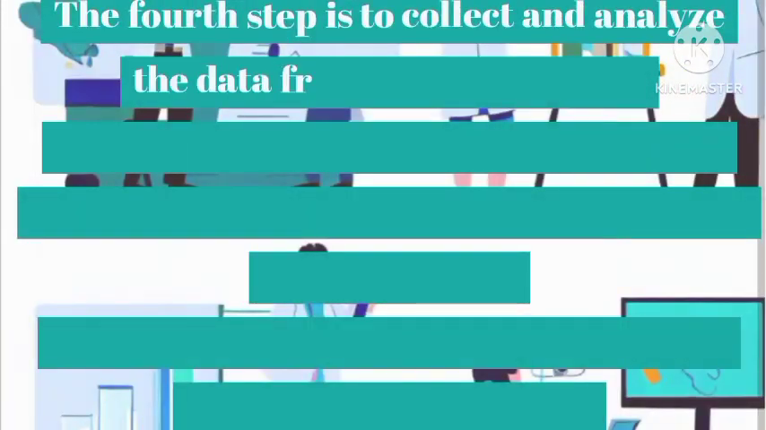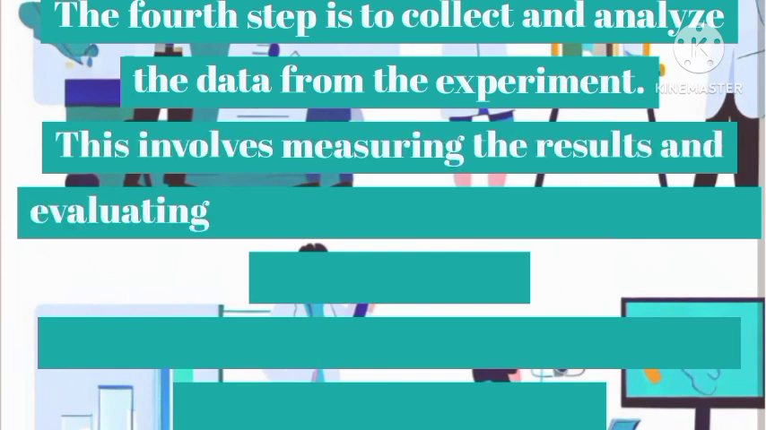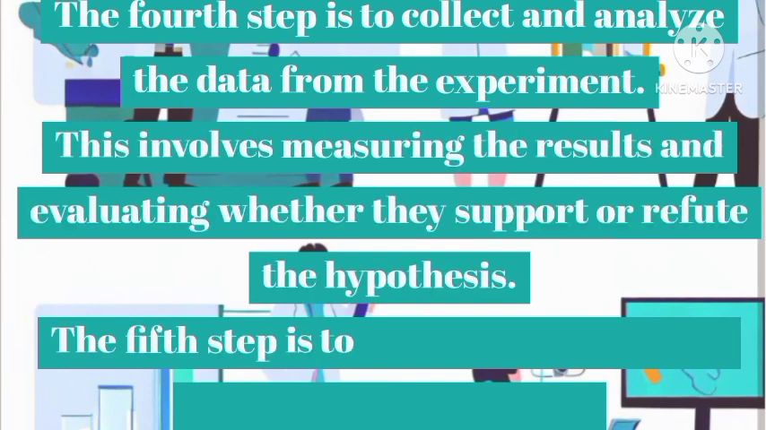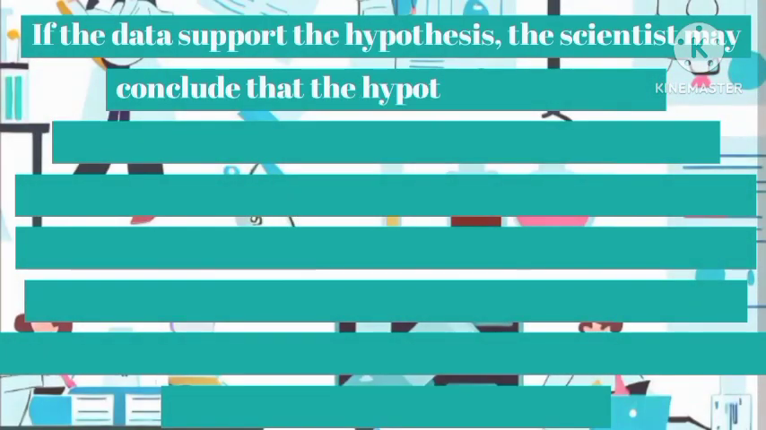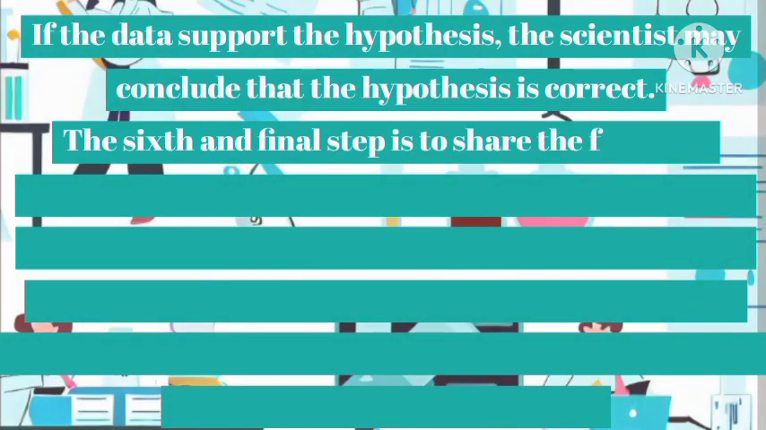The fourth step is to collect and analyze the data from the experiment. This involves measuring the results and evaluating whether they support or refute the hypothesis. The fifth step is to draw conclusions and evaluate the hypothesis. If the data support the hypothesis, the scientist may conclude that the hypothesis is correct. The sixth and final step is to share the findings.